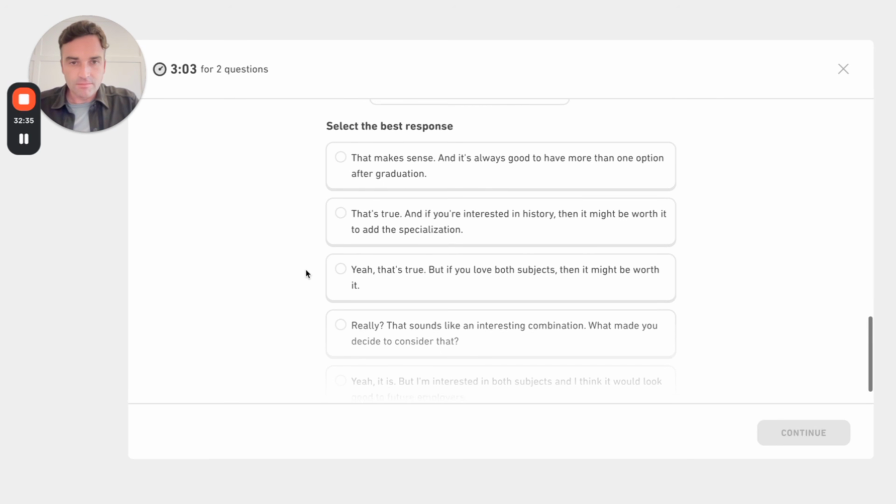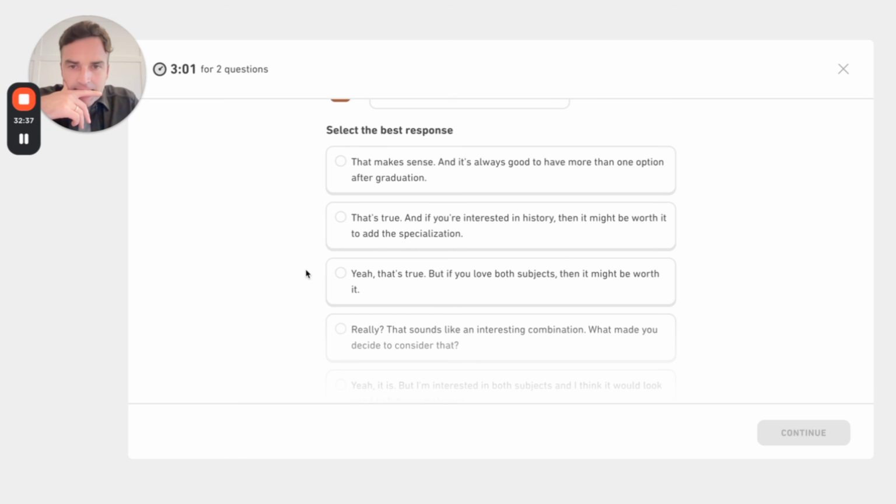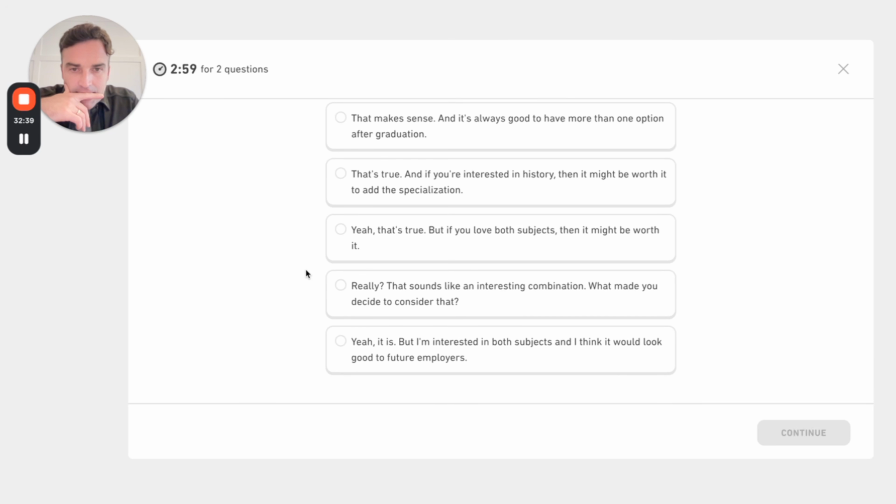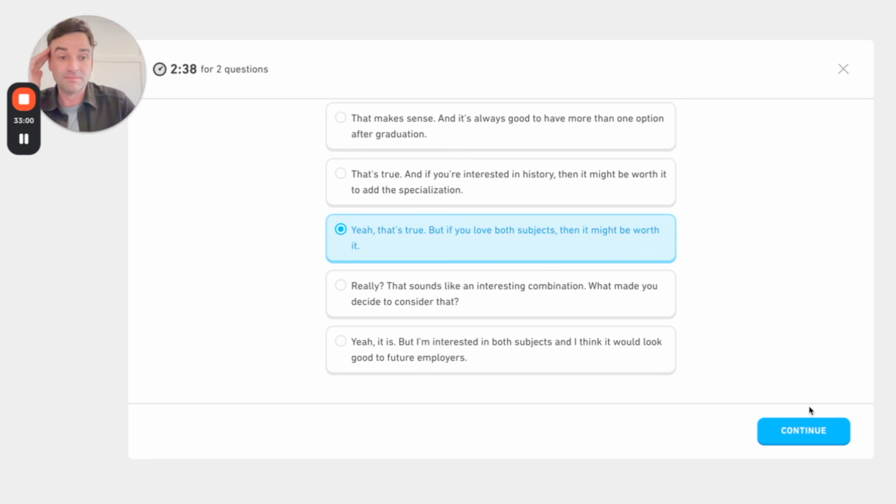Okay, so, yeah. I think it's this one. So, yeah, that's true. But if you love both subjects, then it might be worth it. Worth it means worth staying in school for longer than you want to.